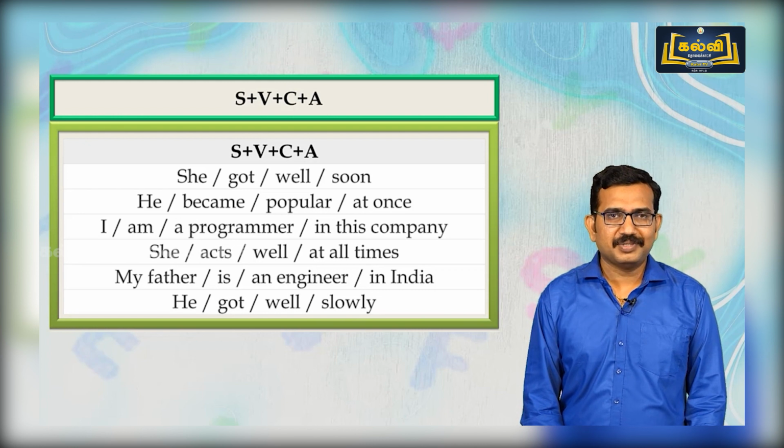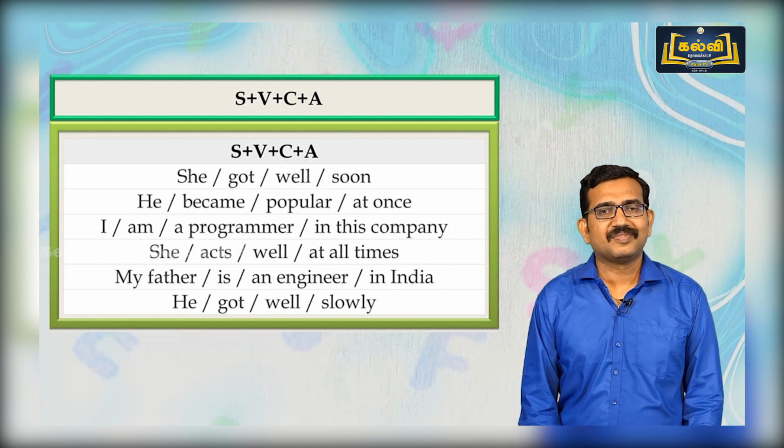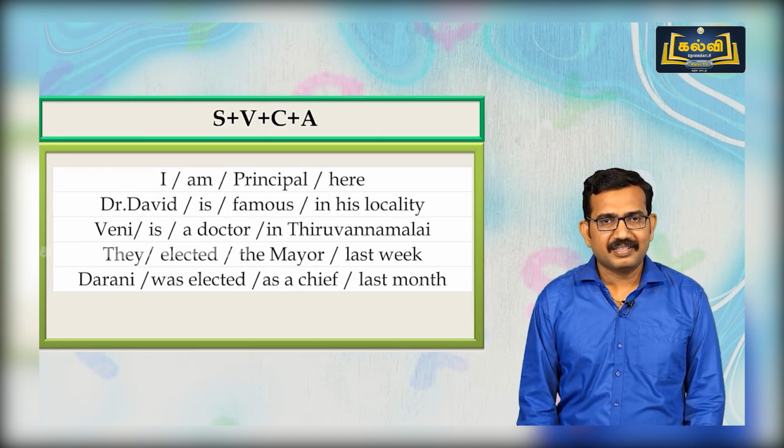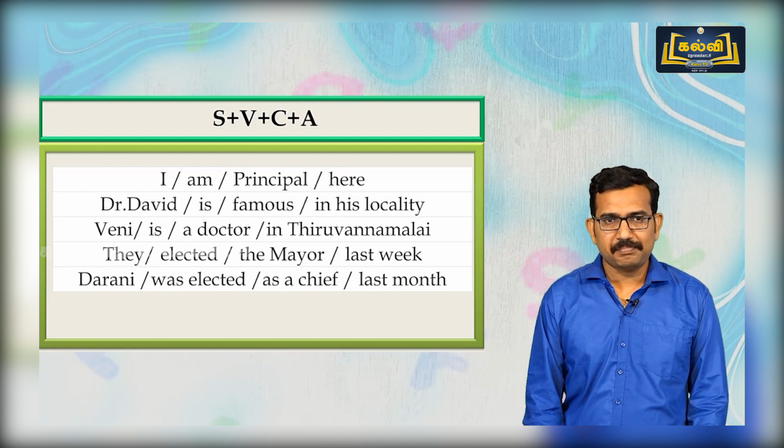I am a programmer in this company. She acts well at all times. My father is an engineer in India. He got well slowly. I'm principal here. This is example for SVCA pattern.